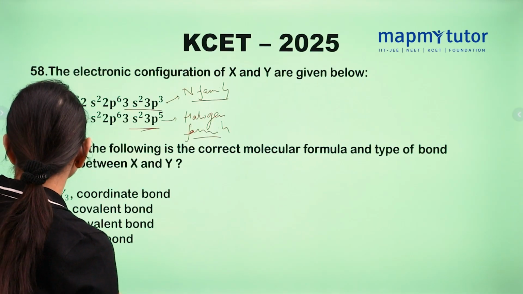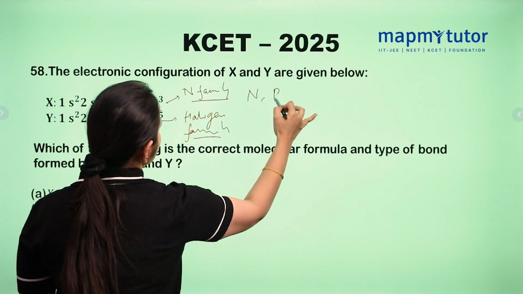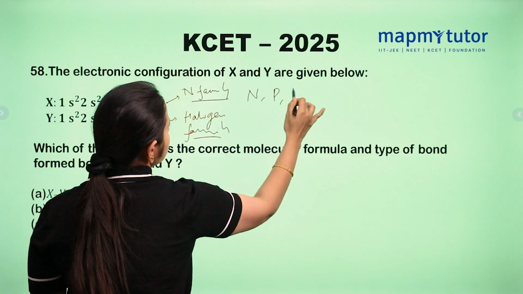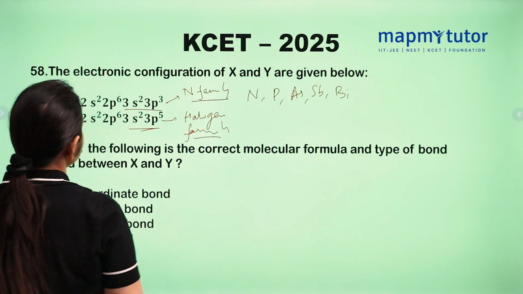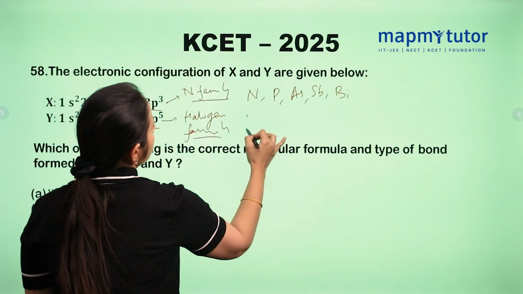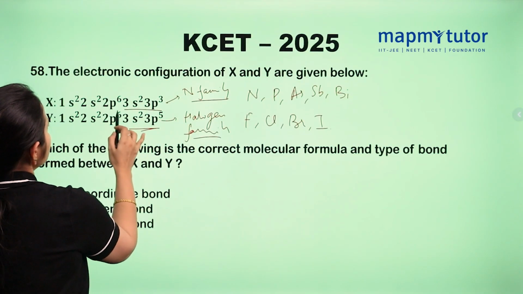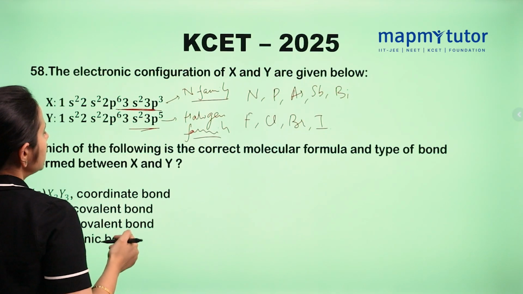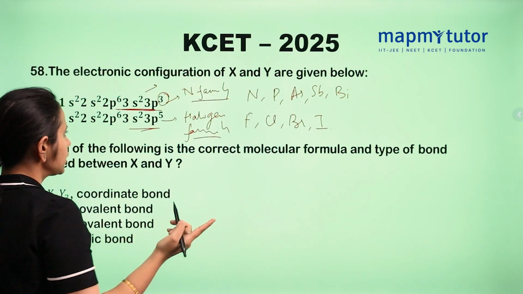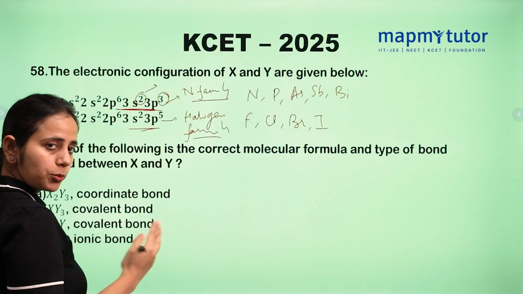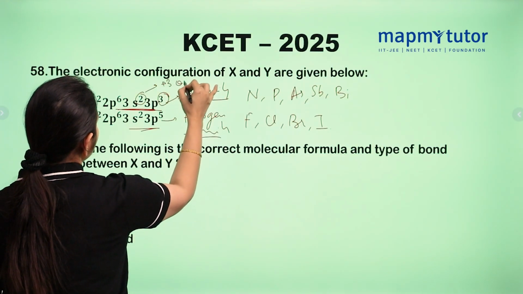See, it is X. It can be nitrogen, phosphorus, arsenic, antimony, bismuth. And in this case, Y can be fluoro, chloro, bromo, iodo. Here, the nitrogen family can lose either 3 electrons and form a stable configuration, or 5 electrons from the outermost shell and form a stable configuration. So it will be either plus 3 or plus 5.